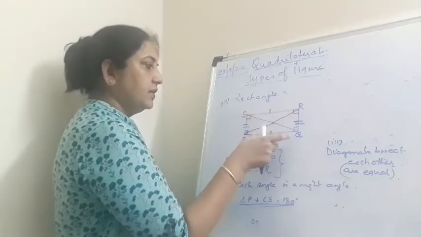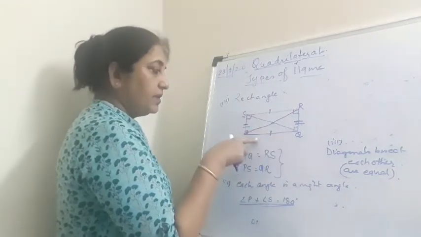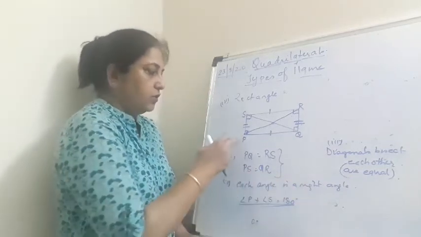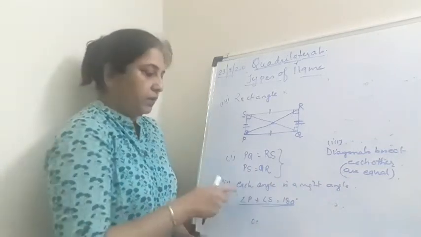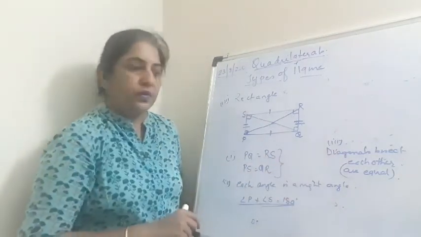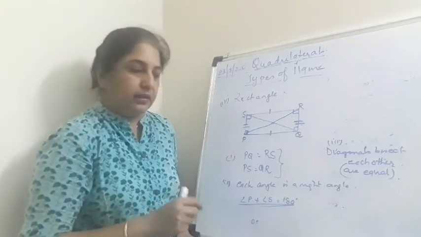supplementary, these lines will become parallel. So opposite sides are equal and parallel. Then each angle, because it is a right angle, the adjacent angles are supplementary. Okay. And the third one is diagonals bisect each other. They are also equal in length.